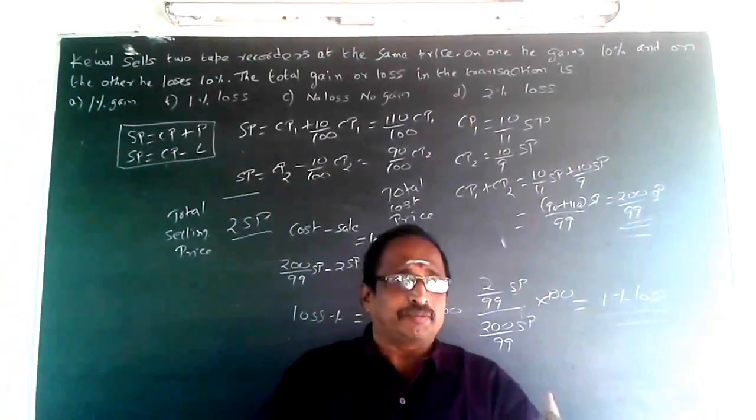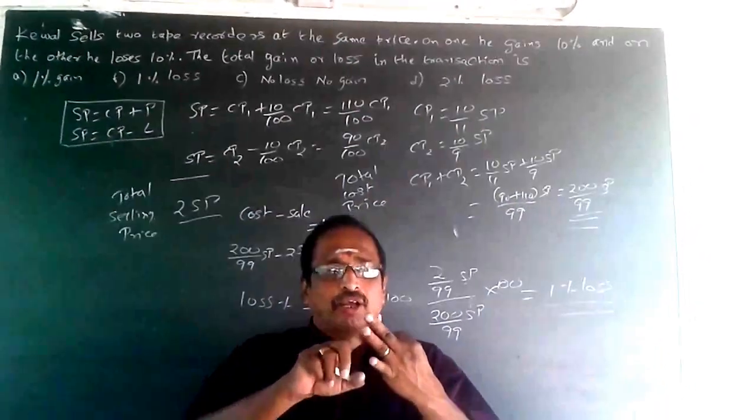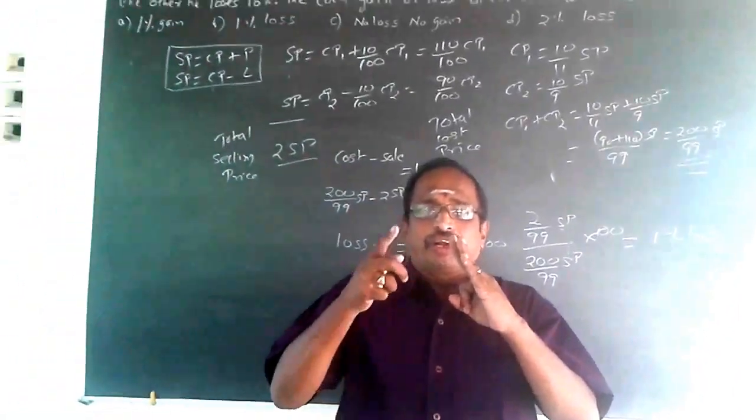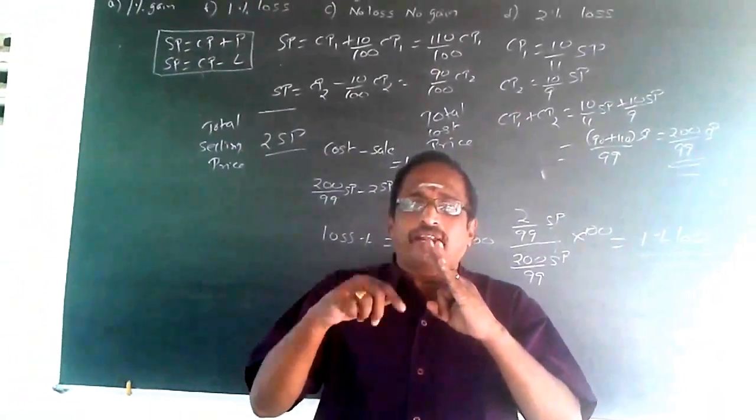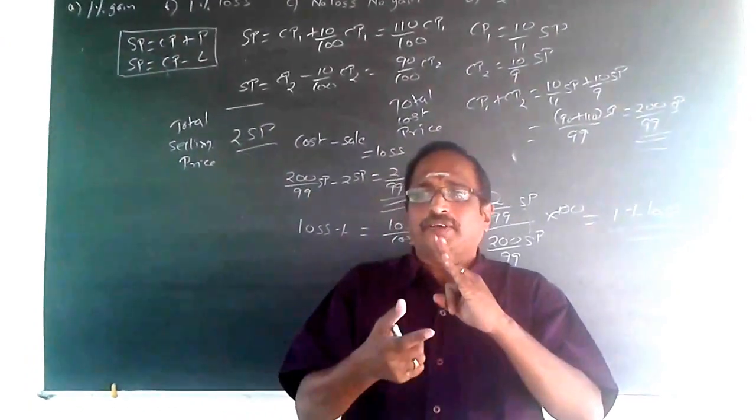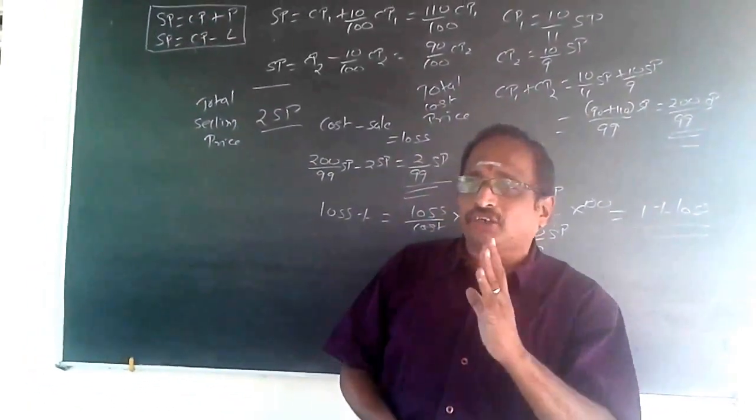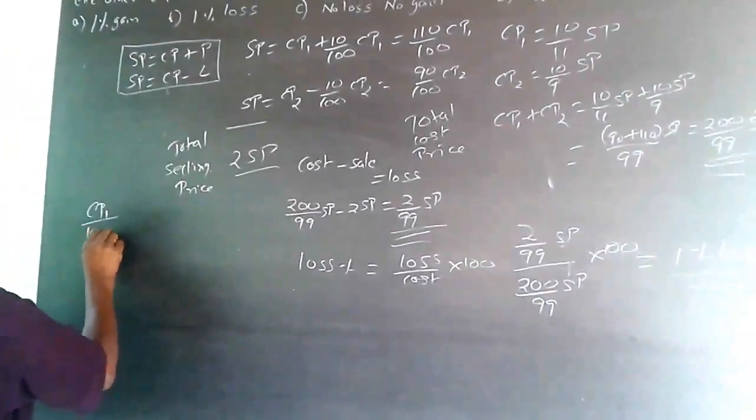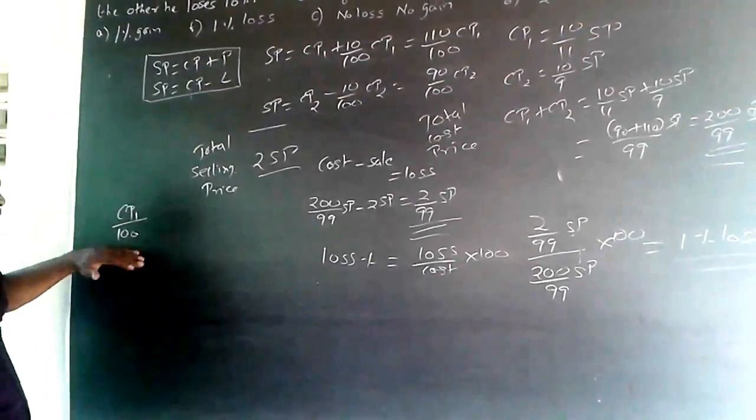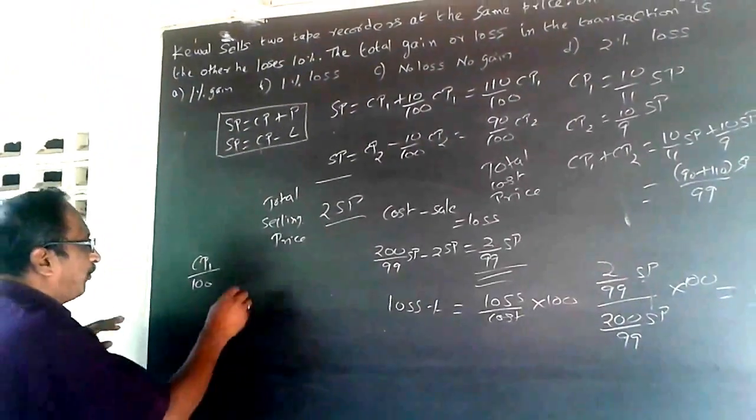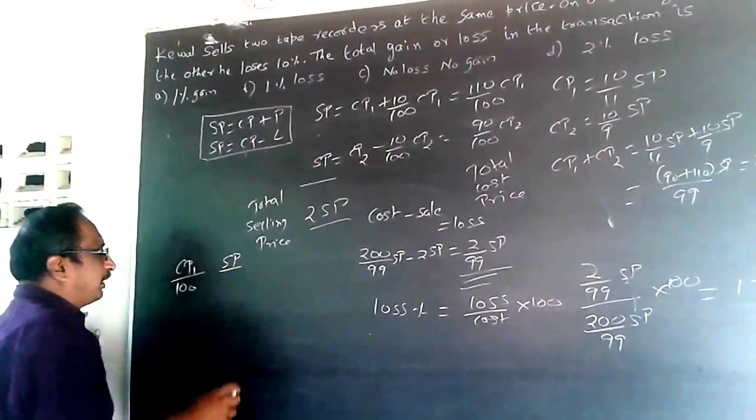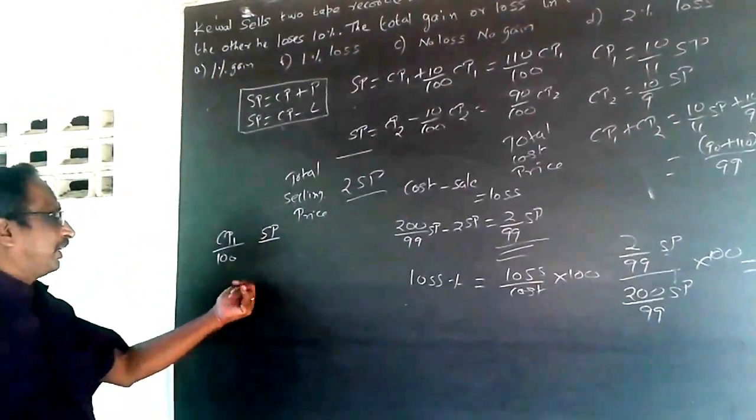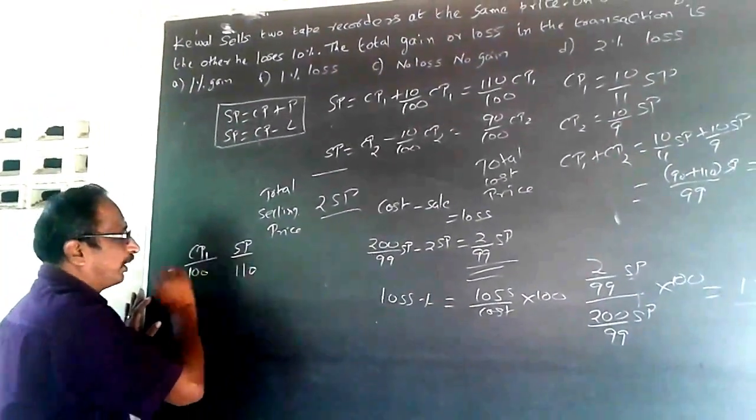See, I am using three variables here: CP1, CP2, and SP. Don't treat all the three variables as 100, then you are gone. Treat one of the variables as 100 and derive the other two variables. What I do is, I will treat my CP1 as 100, where I am going to make a profit of 10%. The advantage of 100 is I will just add 10 rupees, so my selling price will become 110.